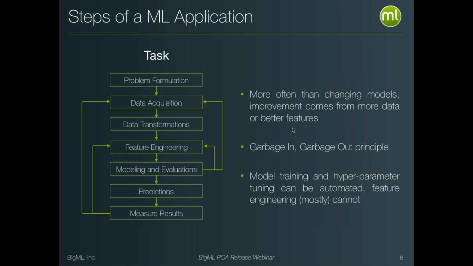Another reason why it's often a better investment of time to go back to the feature engineering or data acquisition steps is because model training and hyperparameter tuning can now essentially be automated with things like Optiml on the BigML platform, whereas machine learning and feature engineering cannot be really automated. So feature engineering is still very much an art in a lot of aspects.